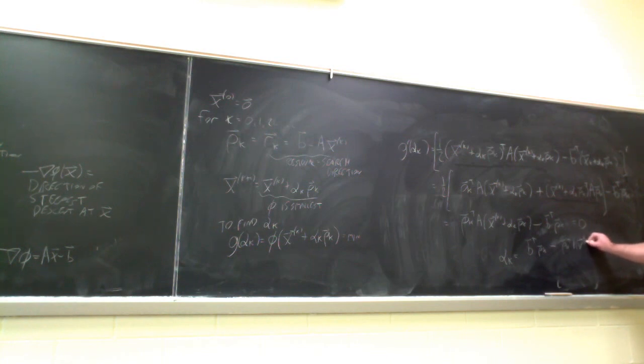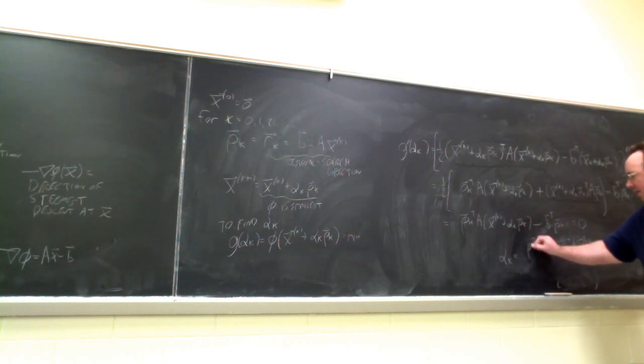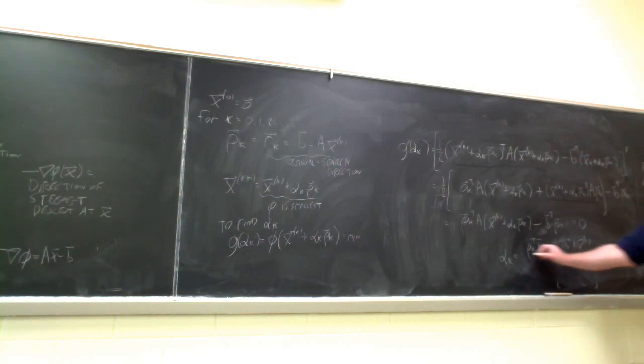Actually, to make things a little simpler, I can switch things in dot products. pk transpose b, divided by pk transpose A pk. Now, can we simplify this a little bit? Yeah, we can factor out a pk transpose, and what's left is b minus A xk.